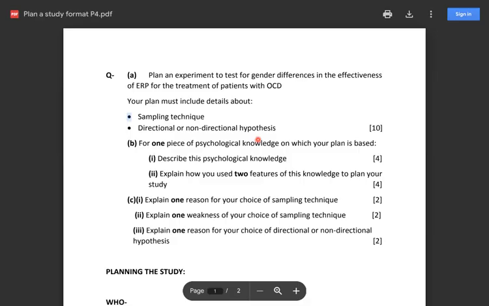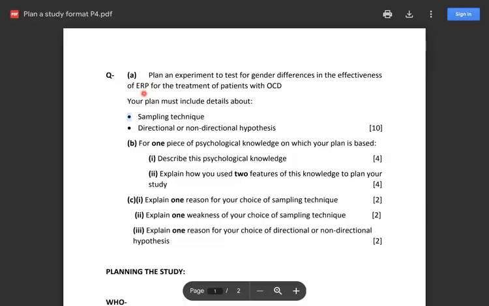What else have they given you? They're saying plan an experiment. To test for what? To test for gender differences in the effectiveness of ERP for the treatment of patients with OCD. So you should be able to identify that they're asking you to check the effectiveness of ERP, which was the case study by Lempool on the 12-year-old boy named Jason, who had autism as well as OCD. So it was an example study.